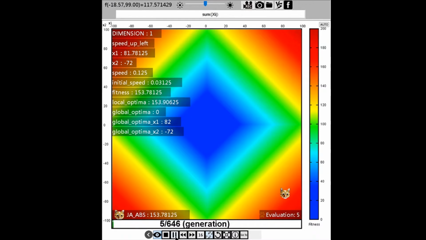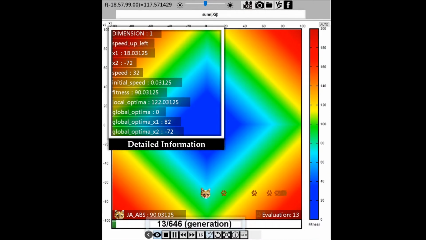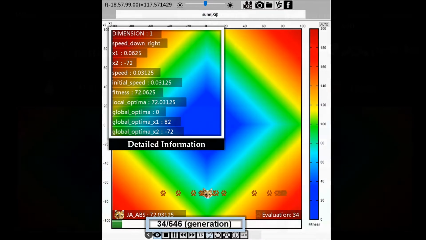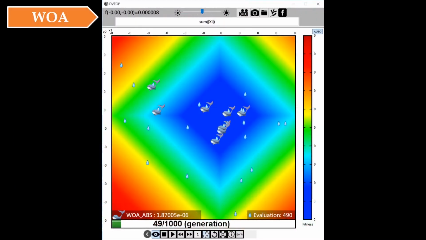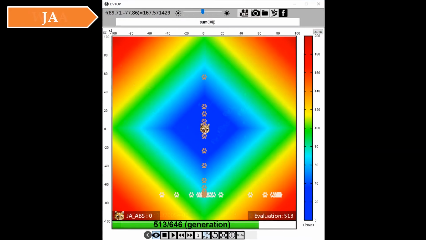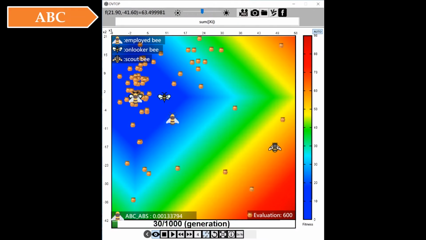DVTOP can also show the detailed information in each generation to assist observing the execution process more conveniently. In DVTOP, we use different images to represent different particles and different tracks. Researchers can change the image according to the algorithm, such as the whale optimization algorithm, the Jaya algorithm, and the artificial bee colony algorithm. In ABC, we use three kinds of bee images to represent the employed bee, onlooker bee, and scout bee.